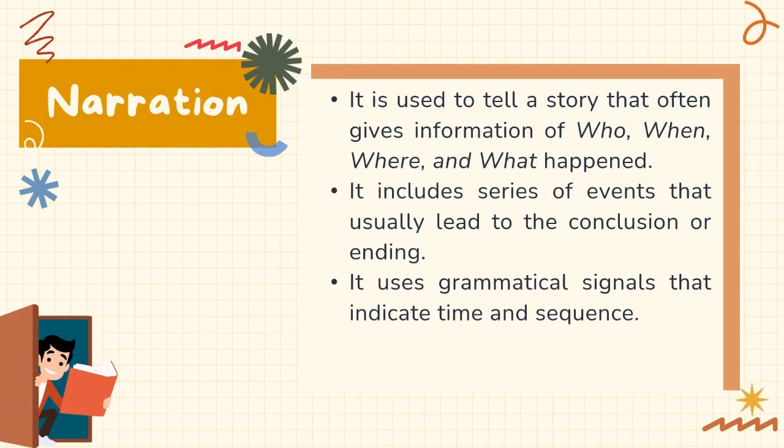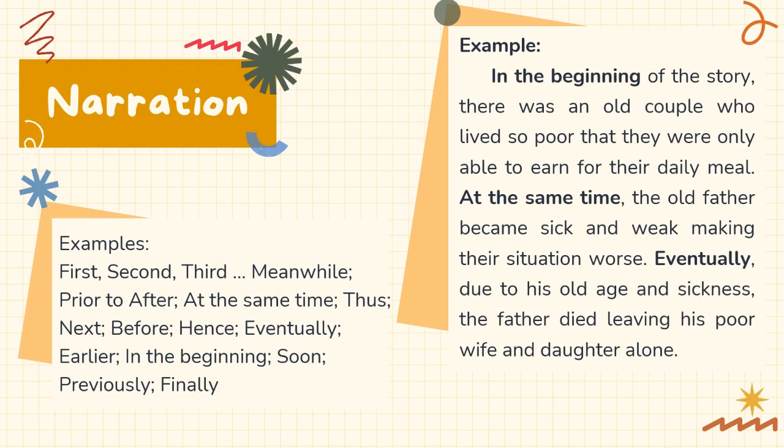Let's first discuss the narration pattern. It is used to tell a story that often gives information of who, when, where, and what happened. It includes a series of events that usually lead to the conclusion or ending. It uses grammatical signals that indicate time and sequence. So basically, the narration pattern is used to tell a sequence of events. And these are some of the grammatical signals that we can use in this pattern. We have first, second, third, meanwhile, and so on.